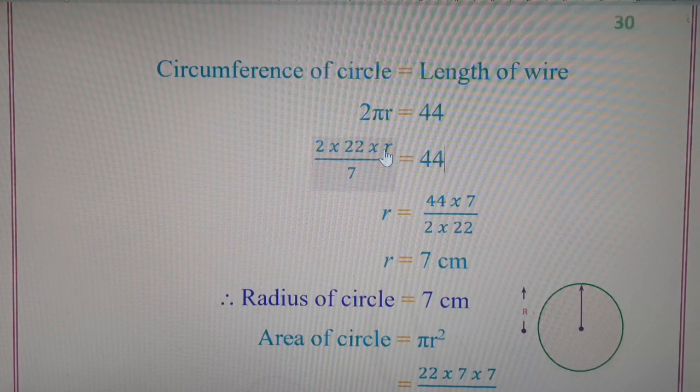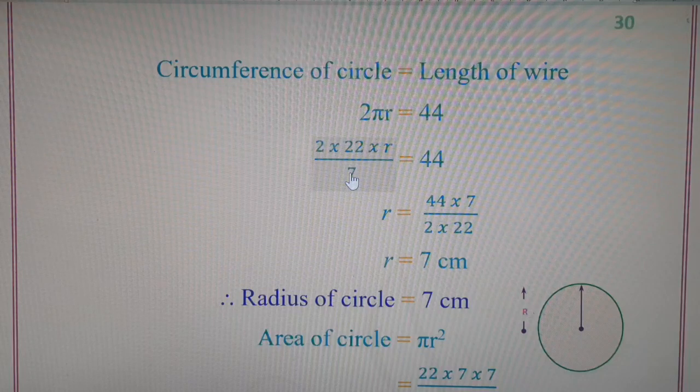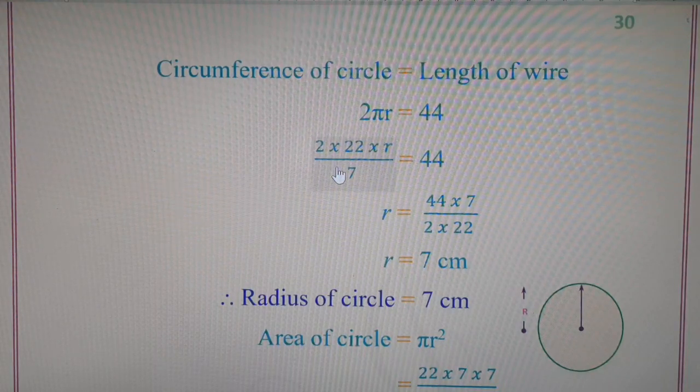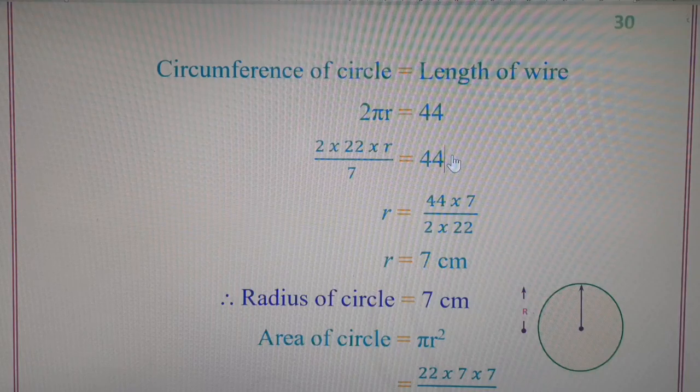Now r is the unknown value, or r is the variable, the alphabet whose value we don't know. We have to find the radius. So r will keep alone, and all the other numbers next to it we will send to the other side. We'll transfer these 3 numbers to the other side. To transfer these 3 numbers to the right hand side from the left hand side, we have to use the transpose rule.